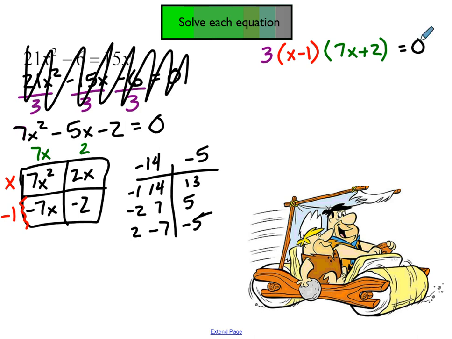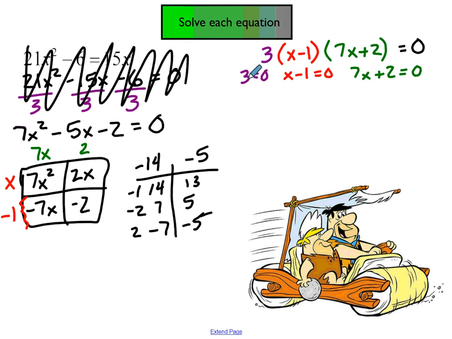So I need to use the zero product property now. I say 3 equals 0 for my first one. X minus 1 equals 0. 7x plus 2 equals 0. Three does not equal 0, so we don't need that one.